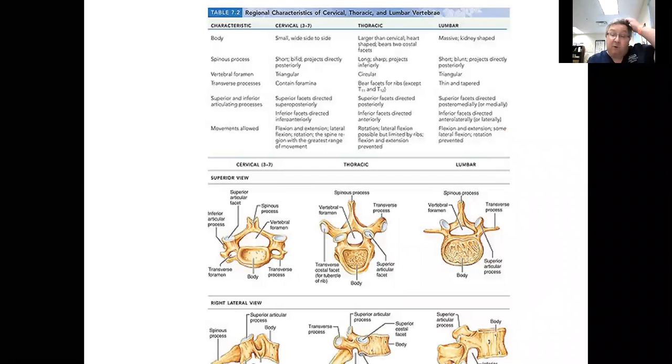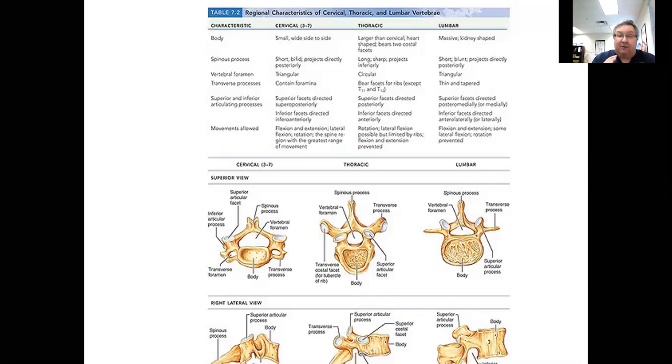Now, remember we spoke about the vertebra. They have different characteristics. When I set up your practical, you're going to have a cervical vertebra, a thoracic, and a lumbar vertebra, and you're going to have to be able to tell the difference. I'm not going to ask you what number they are, but I will ask you at what level these vertebrae are. Are they cervical, thoracic, or lumbar? Again, there are certain characteristics that will guide you in your knowledge of these vertebrae. So let's talk about them.